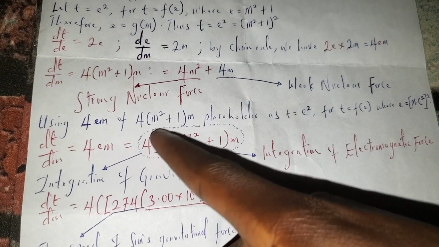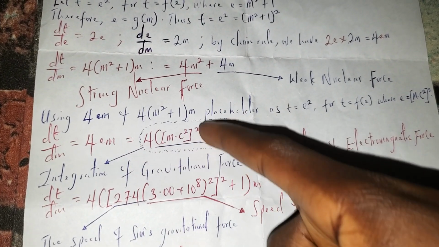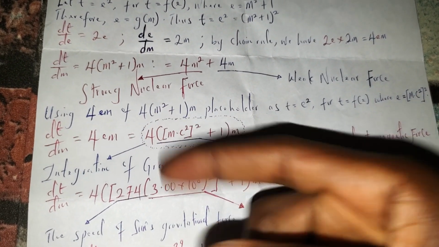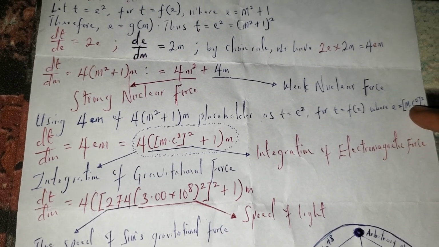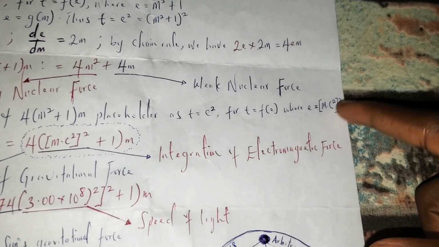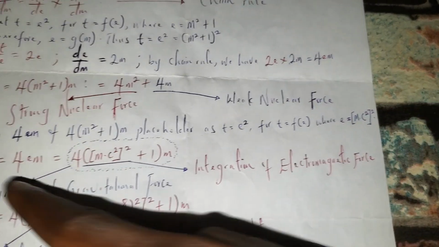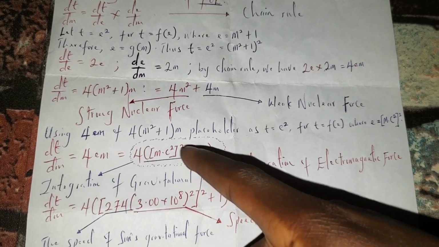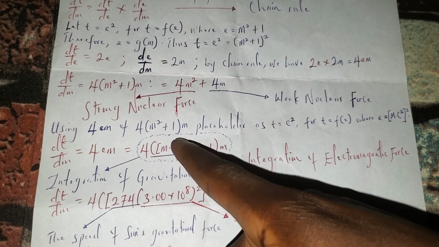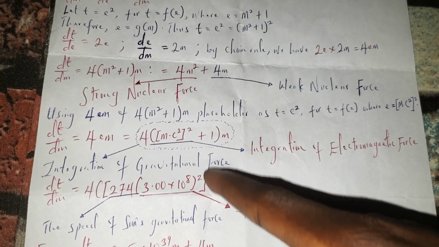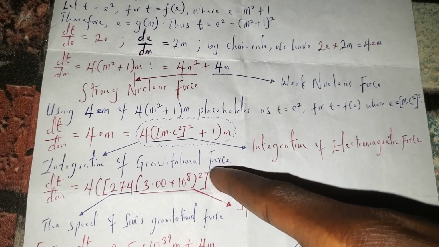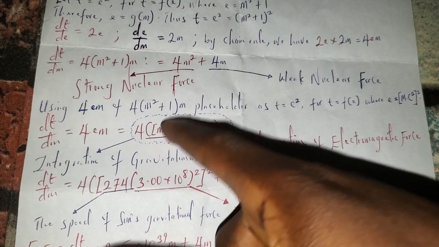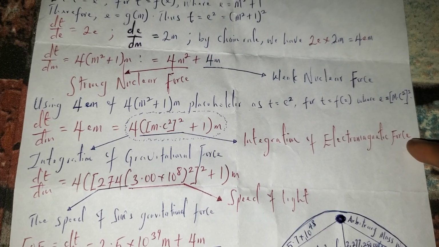So now, using 4em of 4, when we have this placeholder, the essence of having this placeholder is for us to integrate the E equals mc squared of Einstein. And so by having that in the formula, we now have this particular term. Here we can see that this whole term is the integration of gravitational force, while this particular term is the integration of electromagnetic force.